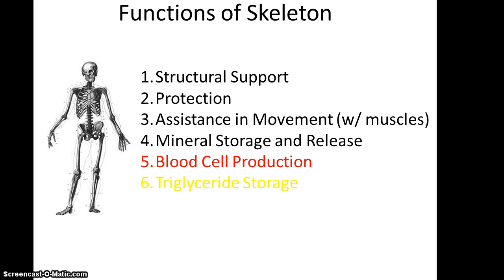Bones are also a site of mineral storage and release, especially calcium and phosphate. Within bones is red bone marrow, where you get blood cell production. And also within some bones you have yellow bone marrow, which is a site of triglyceride storage, or basically lipid or fat storage.